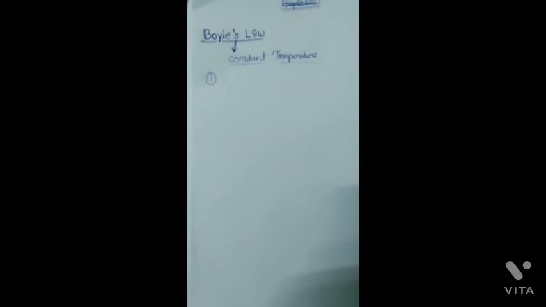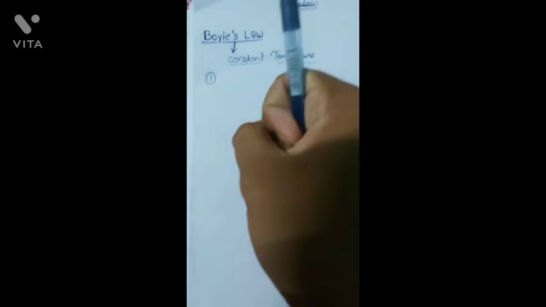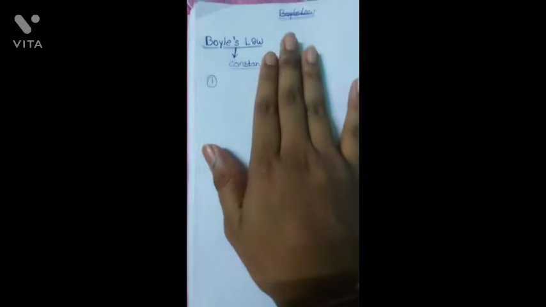The experimental studies of the behavior of gases revealed by Boyle are, first, that when the pressure on a fixed mass of a gas at constant temperature is increased, the volume of the gas decreases correspondingly. This means when pressure is increased, the volume automatically gets less.